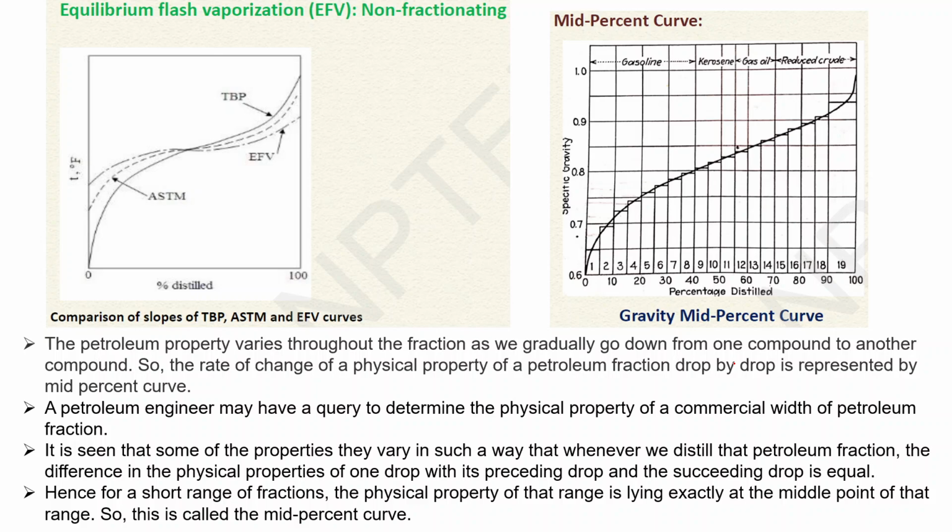And the third one is the equilibrium flash vaporization, which is also not a perfect fractionation method. It is also a non-fractionating method. In this, what happens is, when we heat a crude oil, we get different cuts. In this method, what we simply do is heat the crude oil at different temperatures and flash them at a constant lower pressure.